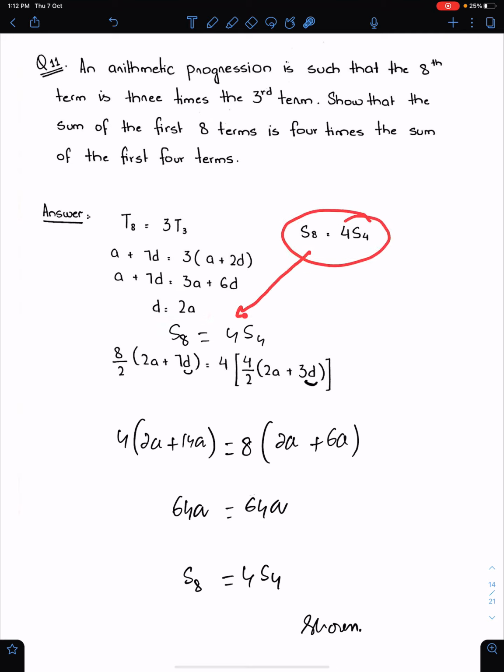Now we have to show this thing. So we need to copy this here. We need to use the formula for S8 here and the formula for S4 here. Now we need to substitute the value of D here, which is 2A. So when you substitute 2A here, you will get 14A. When you substitute 2A here, you will get 6A. This is 64A and this is 64A. Hence, S8 is equal to 4S4. This is what we had to show.